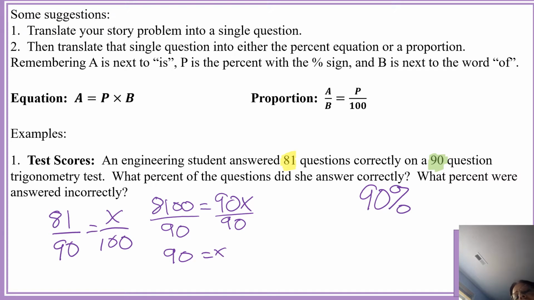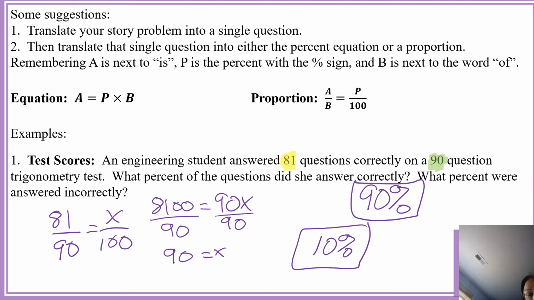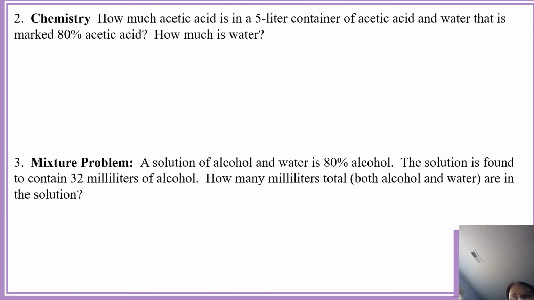What percent were answered incorrectly? Well, we could go through the hassle of subtracting 81 from 90 and then putting that over 90, but you can only get 100%. So this is going to be 100 minus 90 is 10. So the answer to the second question is 10%. So we did 100 minus the 90 to give us the percentage incorrect. Okay. So go to our next question.